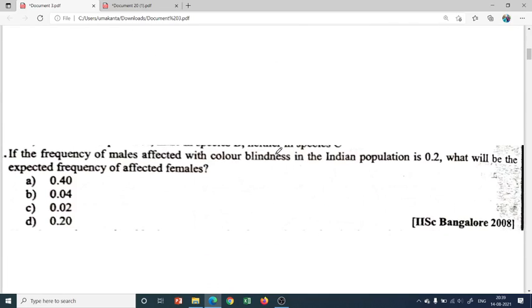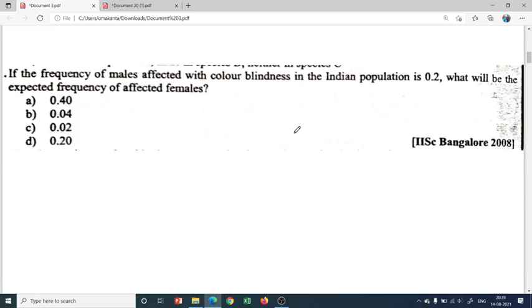Again, it is a very interesting question. It is asking about the frequency of males affected with color blindness. If a male is affected with color blindness, its genotype will be XcY. In the Indian population, its frequency, f of XcY, is 0.2.